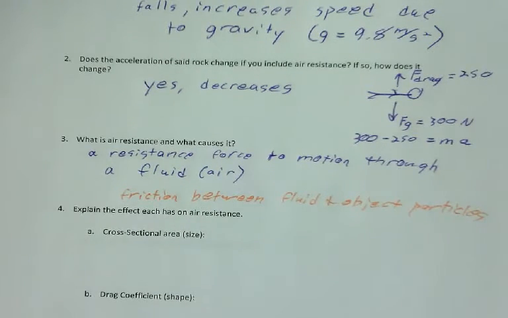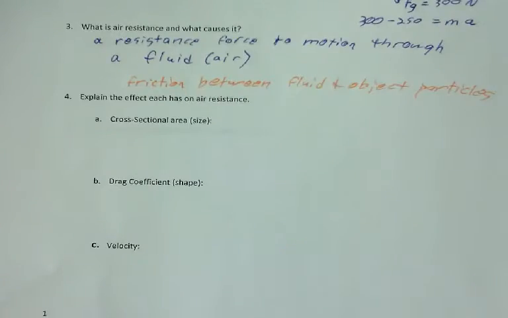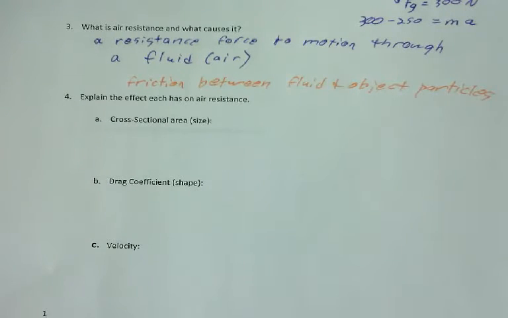Number 4, explain the effect that each thing has on air resistance. So, there are 3 things that affect air resistance, but one is not like the others. Okay? It's kind of like when you have to talk about all the political parties, but there's only 2 really that matter. Like, yeah, there's like 15, but there's only 2 that we care about. There are 3 things that affect air resistance, but one of them is better than all the rest.